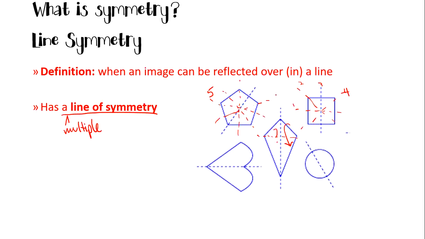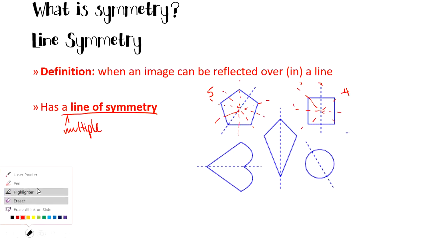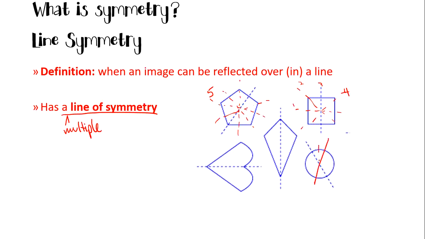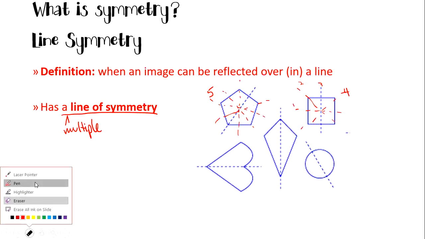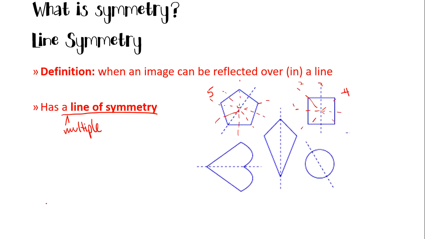Well, not horizontally, but vertically, yes, it does. And then a circle has an infinite amount of lines of symmetry, because you could constantly be drawing lines that cut it into symmetry. You could keep going, because circles have lots of special properties that make it so that it has an infinite amount of lines of symmetry. So those are what lines of symmetry are.